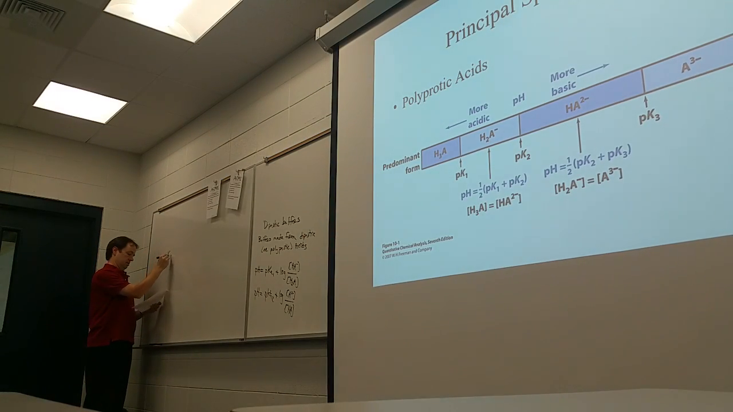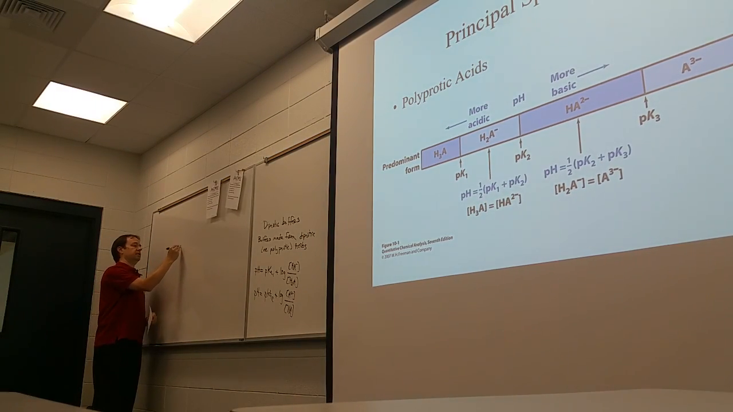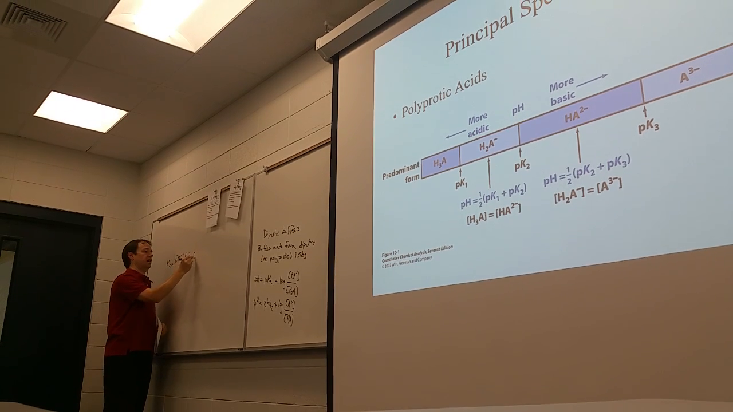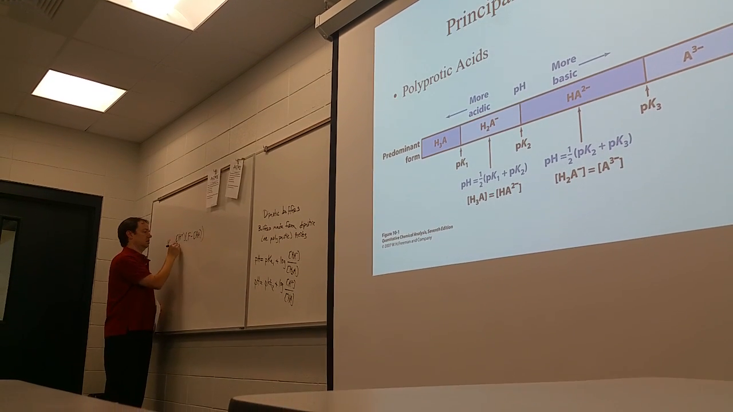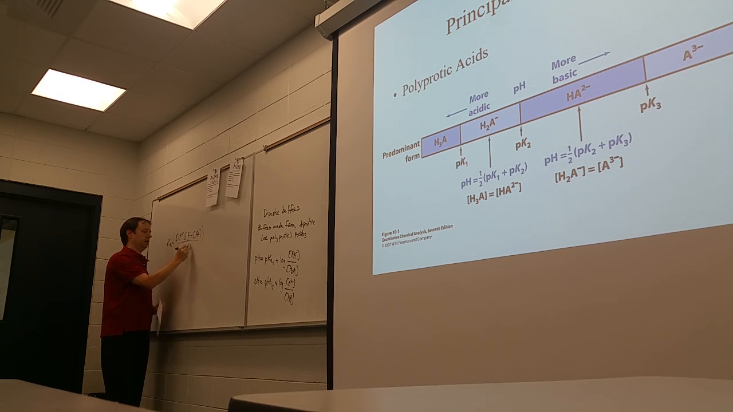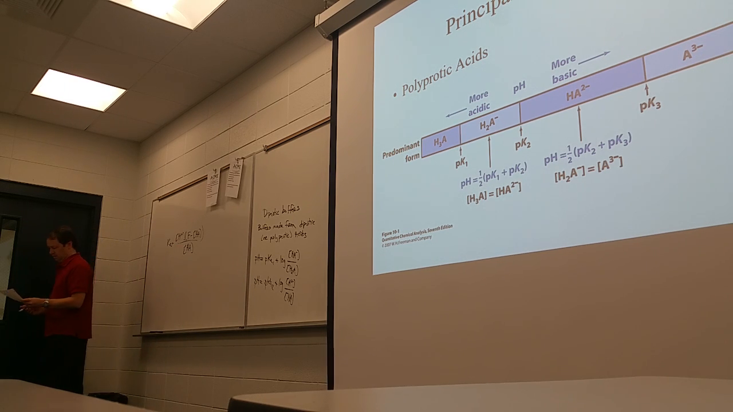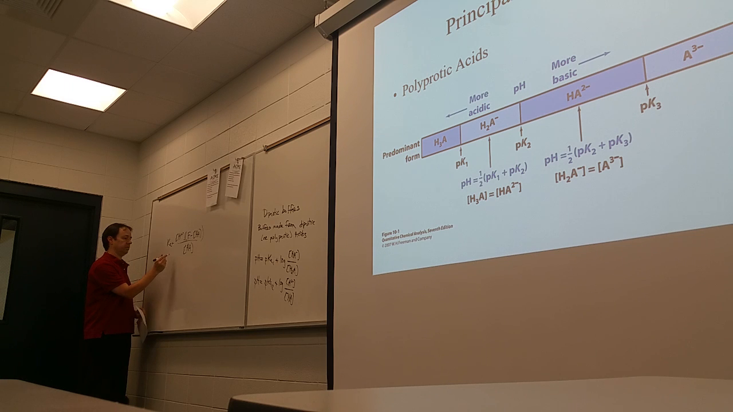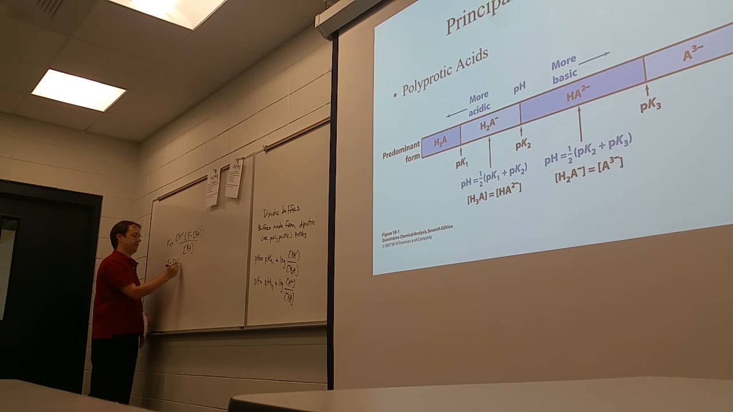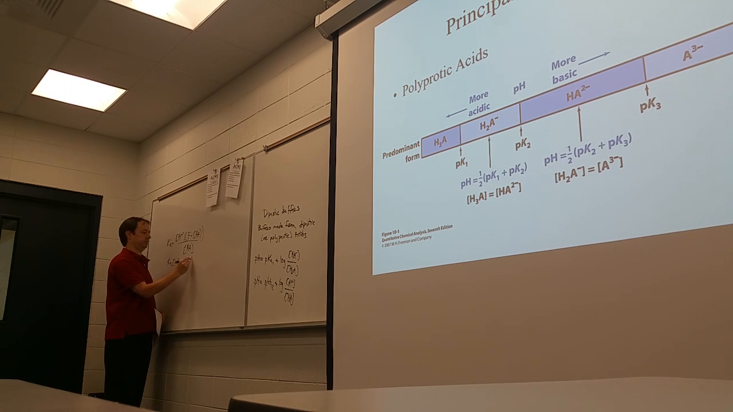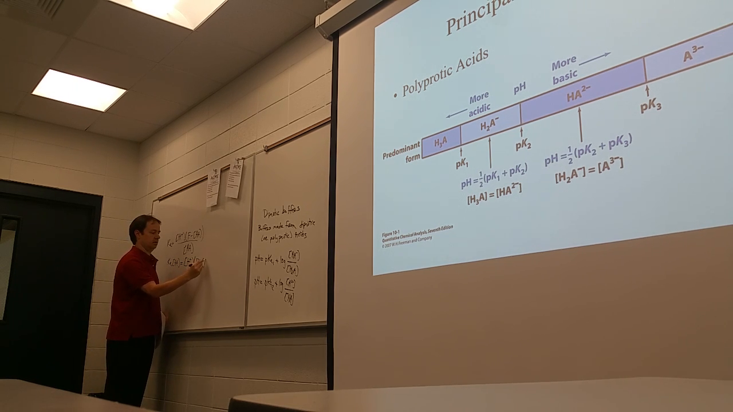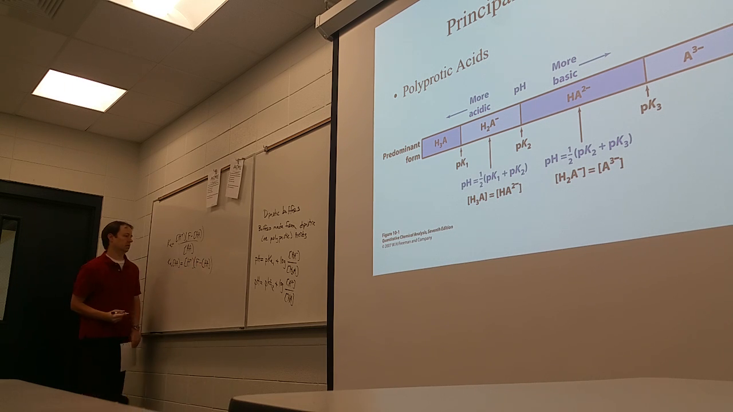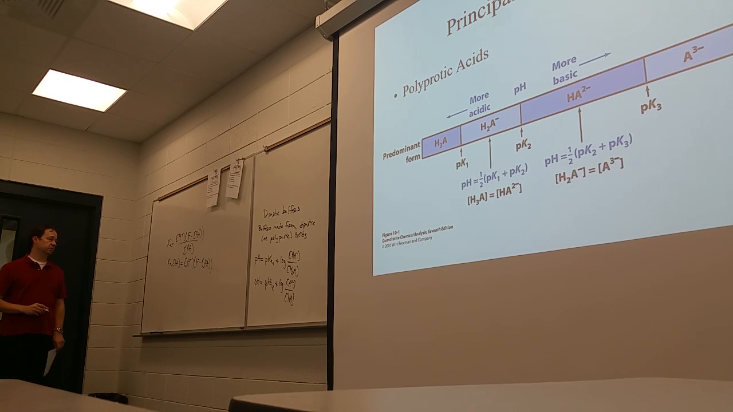Now Ka equals H plus times F minus HA over HA. All right, we'll find a way to make this work. So let's cross multiply everything out and start to kind of clean this up a little bit. So Ka times HA, everything got cross multiplied.